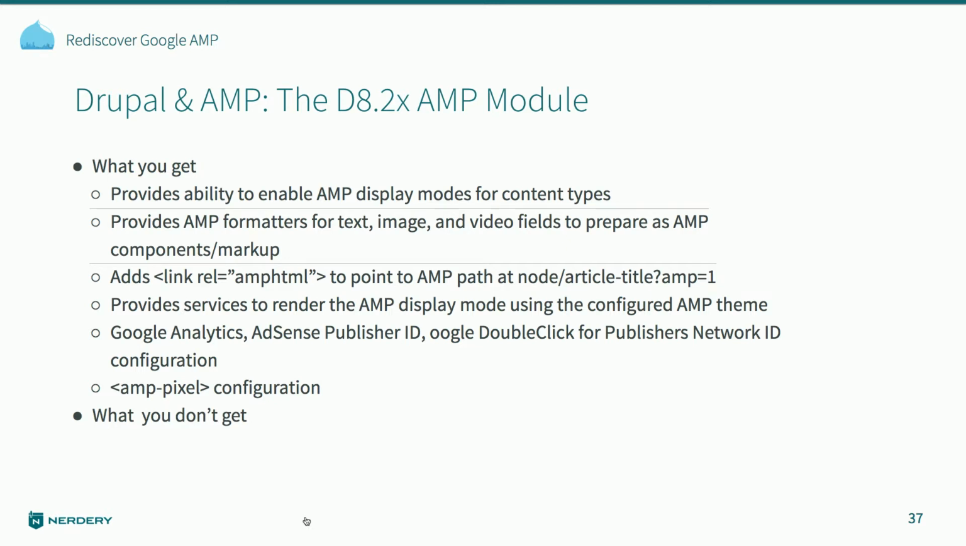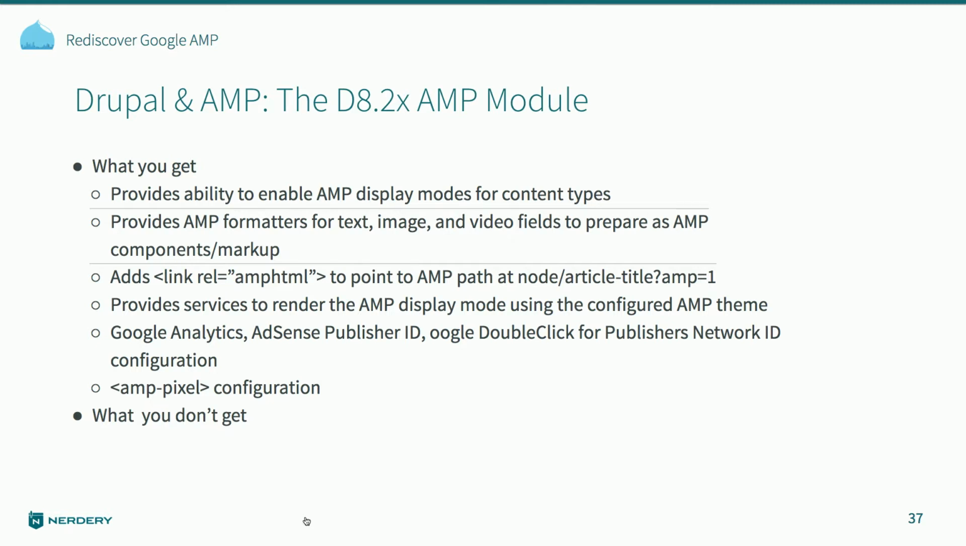How it works is you enable the module, you go to the configuration page, and it says what content types do you want to amplify, if you will. So you enable those. Once you enable those, it provides a display mode for those content types. And it only works with nodes at this time, so content types. And then you configure the fields using these display formatters. So if you're an image field, use the AMP image formatter. If you use the body field, use the AMP body formatter so that it can do the parsing of that content and things like that.